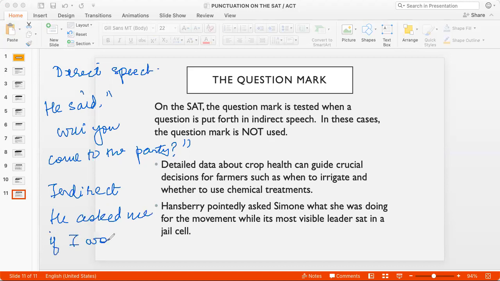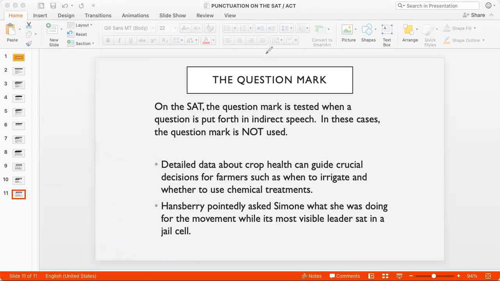come to the party. And now I put a full stop because now it's a sentence. I've converted his question into a sentence in indirect speech. And so I don't finish this with a question mark, I put a full stop. So this is the concept that has been tested in recent tests.